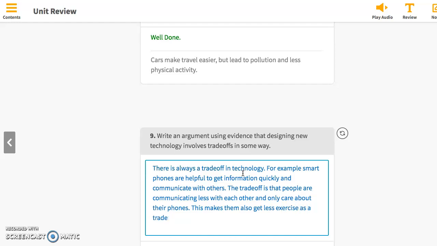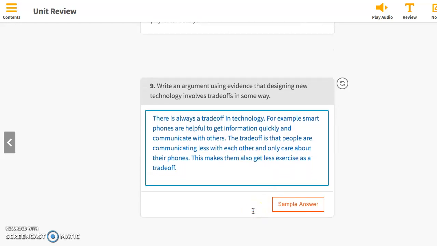Right, so it's really exciting to have smartphones because they help us. We get information quickly, we can communicate with other people, we can entertain ourselves, but the trade-off is that people are communicating less with each other, like only with themselves, and then this also makes people get less exercise.